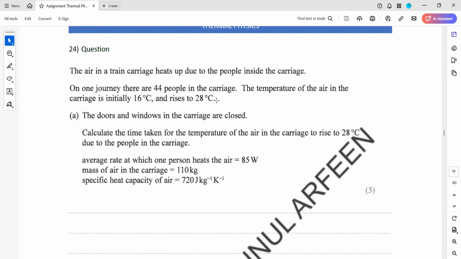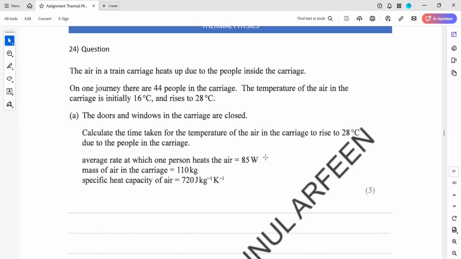Calculate the time taken for the temperature of air in the carriage to rise to 28 due to the people in the carriage. The average rate at which one person heats the air is 85 watt, like on average one person gives 85 joules of energy in 1 second. The mass of the air in the carriage is 110 kg. The specific heat capacity of air is 720 joules per kilogram per Kelvin.